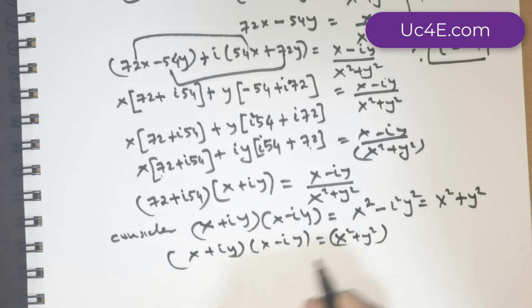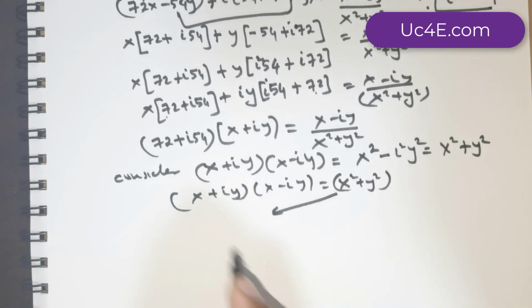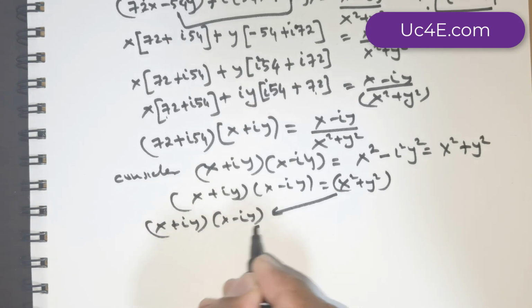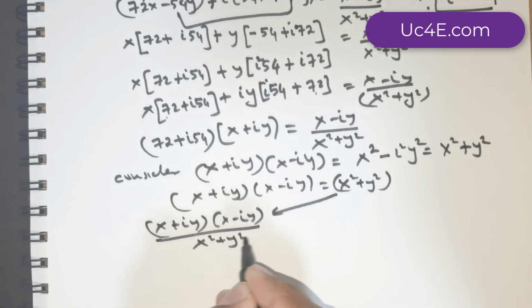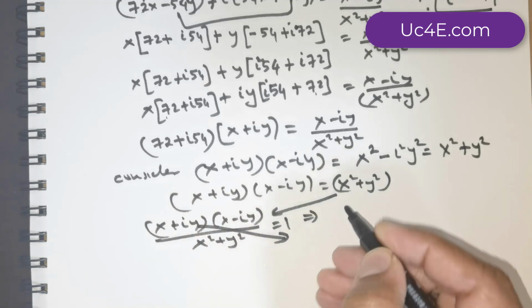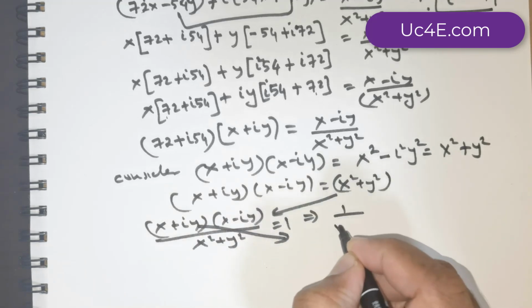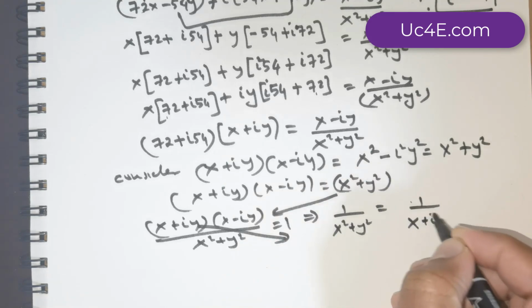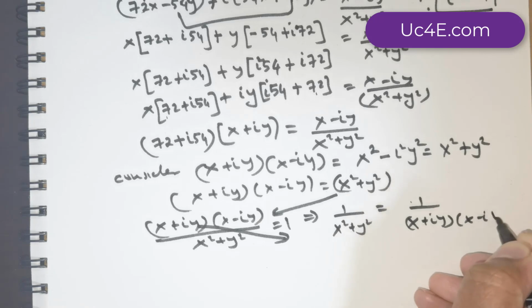What I wish to do, I would like to push this term down. So that would mean I have (x + iy) times (x - iy) divided by x² + y² is equal to 1. I would like to push this term now down. That would mean I have 1 over x² + y² is equal to 1 over (x + iy) times (x - iy).